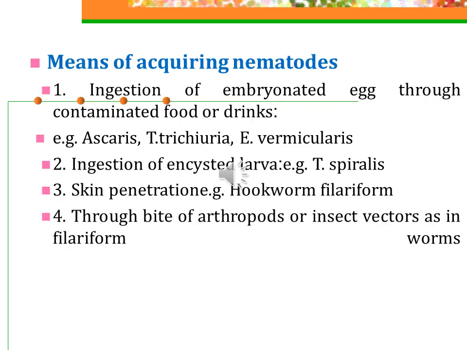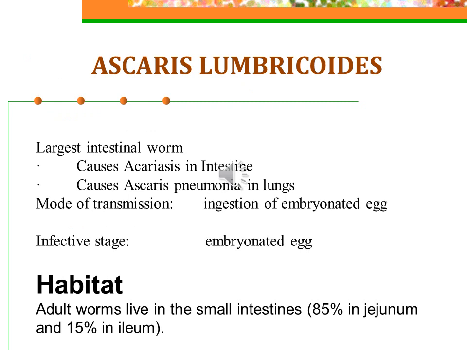Now, how can we get infected with Nematodes? Mode of transmission of Nematodes to human, or how we can acquire infection. Maybe by ingestion of embryonated eggs through contaminated food or drink, like Ascaris or Trichura or Enterobius vermicularis, or ingestion of encysted larvae like Trichinella, or skin penetration like the hookworm or filariform, or through bite of arthropod or insect vectors like in filariform.